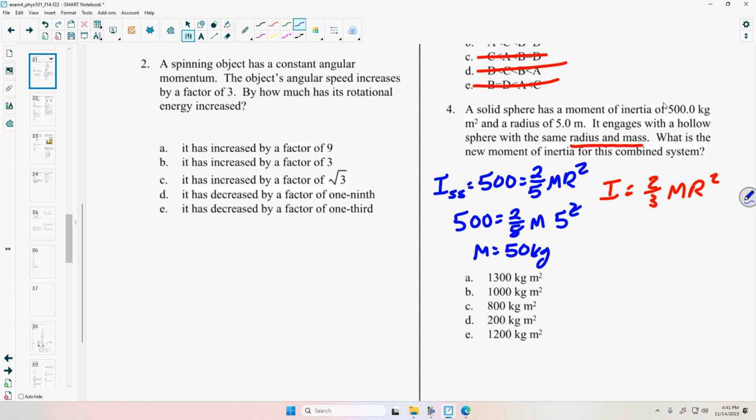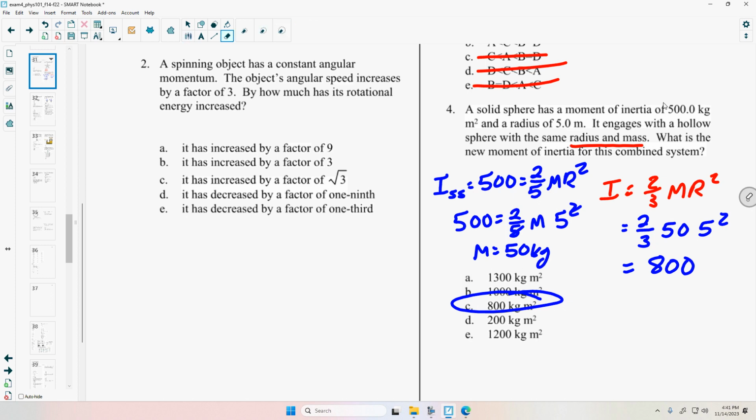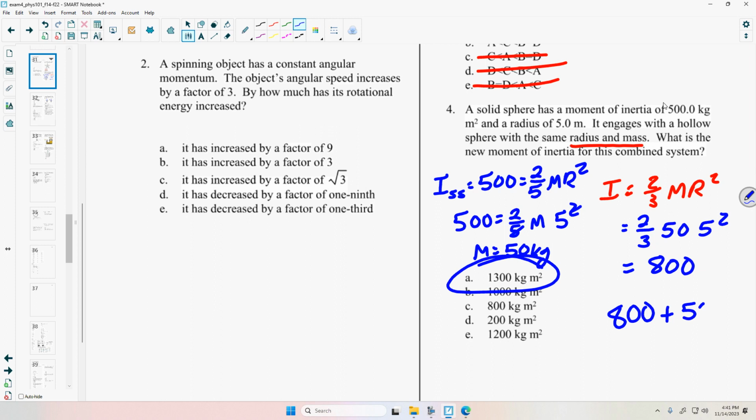Now I use that to find the moment of inertia of the thin wall sphere, which is 2/3 times 50 times the radius, which is 5 squared. 2,500 divided by 3. It's about 800-ish, right? So you got about 850, just rounding, we get 800. C should be the right answer, right? What is the right answer? Oh, right, 800 plus 500. Gosh, don't ask me to do math after 3. So I do 800 plus the 500 is equal to 1,300.